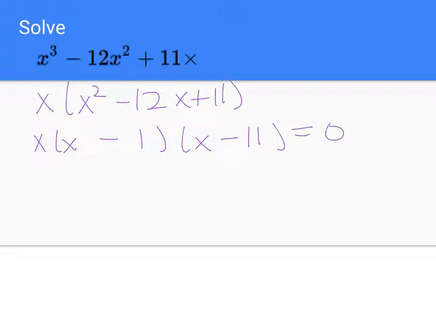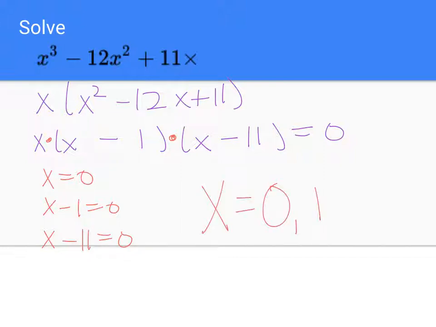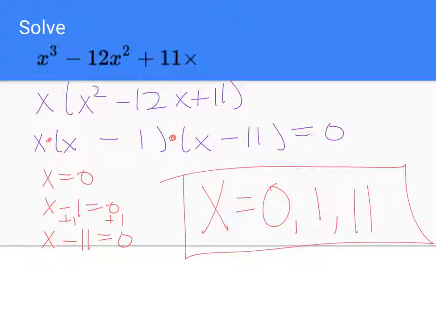Now again, when you're solving, anything that would be multiplying in between, that's what you set equal to 0. So I have x equals 0, x minus 1 equals 0, and x minus 11 equals 0. So my final answer would be x is equal to 0, positive 1, because I would have to add 1 to both sides here, and positive 11. So that would be my final answer.